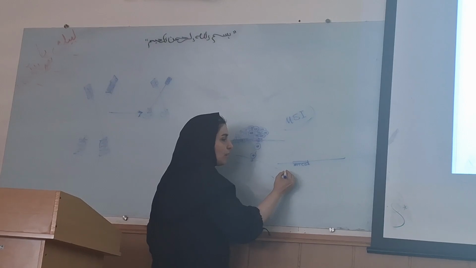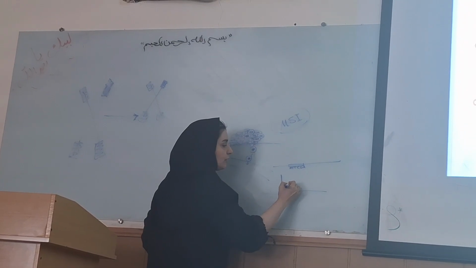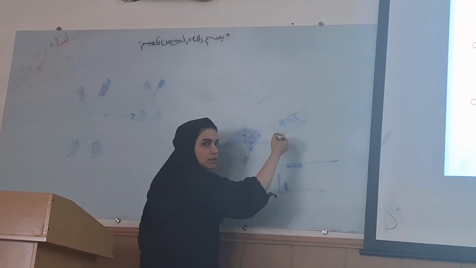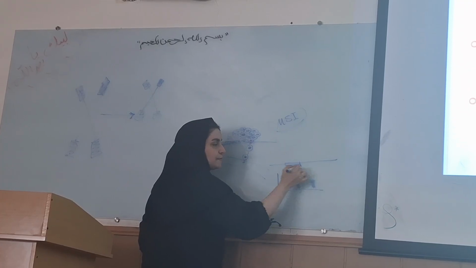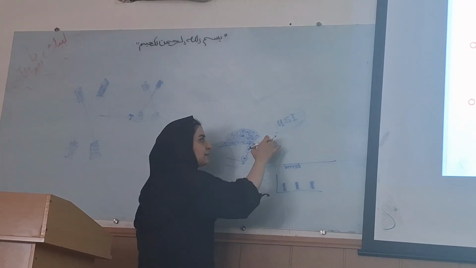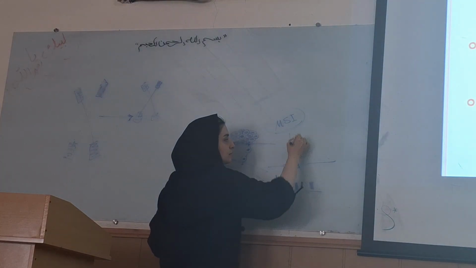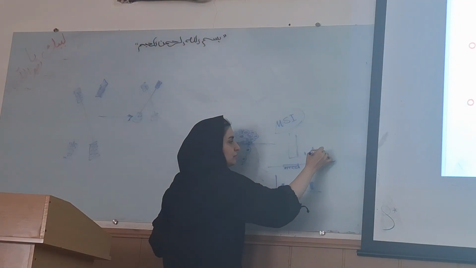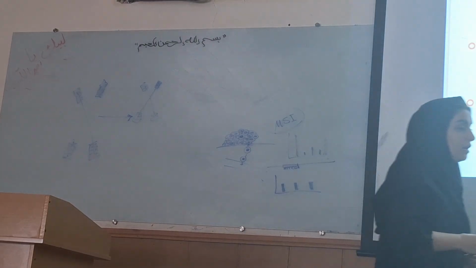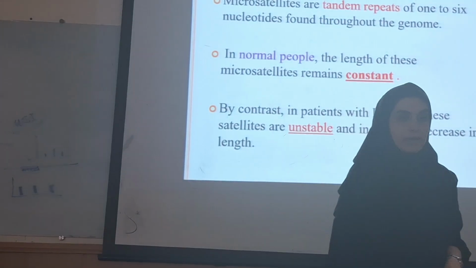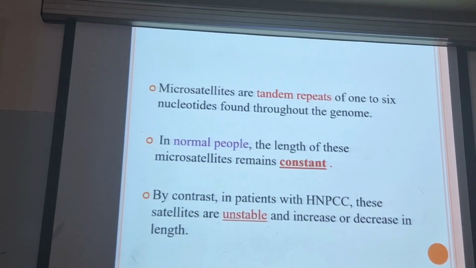For example, in normal people we have a report of MSI like this. It means that the length of this area is constant in all cells. But in a patient with microsatellite instability, the report is like this. And in this patient, we can find colorectal malignancy and cancers very soon, in younger patients.